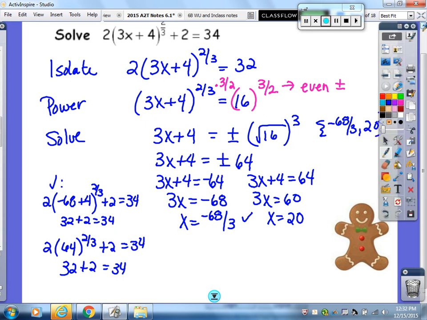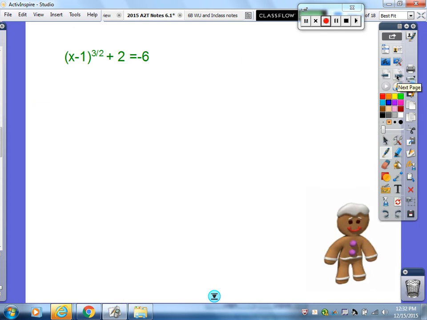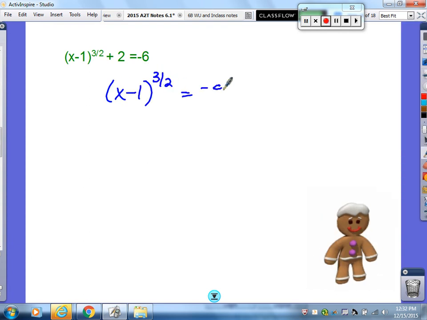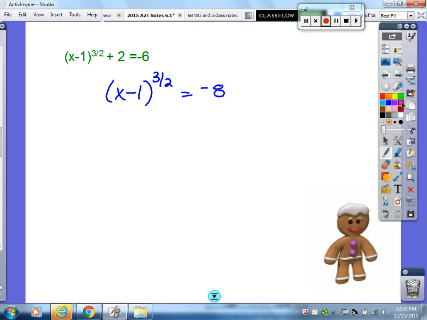Okay, moving on. All right, how about this one? Let's see. We're going to isolate first. So we're going to subtract 2. So x minus 1 to the 3 halves equals negative 8. All right, we're all isolated. Let's raise to a power. So we're going to do a reciprocal. So that's times 2 thirds. We're going to, whoops, put that parenthesis in the right place.